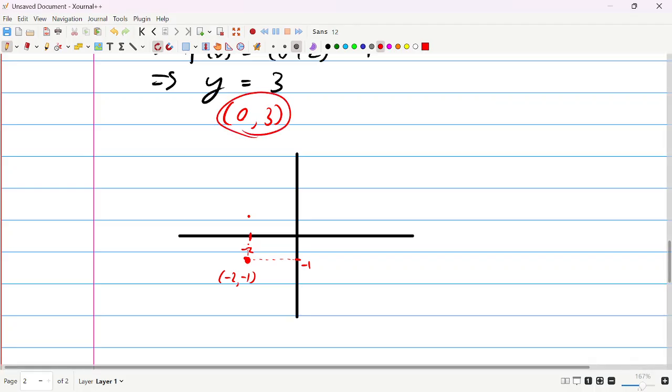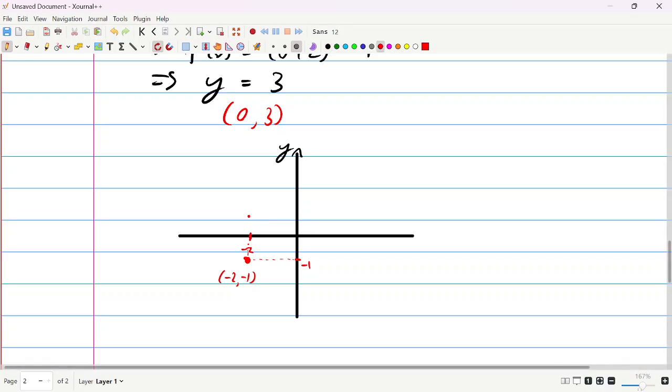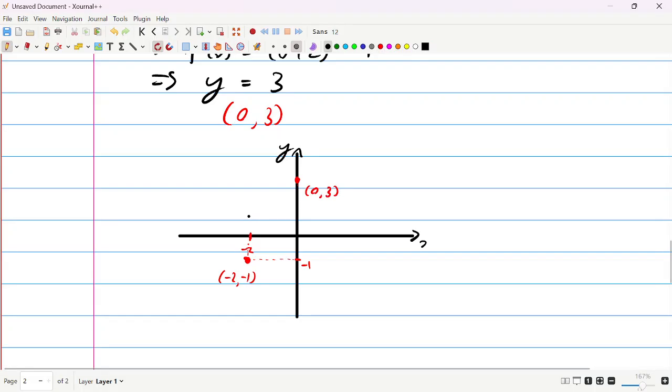That's our turning point. What about our y-intercept? It's 0 and 3. So we're going to plug that in here. When x is equal to 0, which is somewhere here on the x equals 0 line, which is the y-axis, which I didn't indicate. This is the y-axis. Then therefore it's just going to be somewhere here maybe. So this would be 0 and 3. Okay. And this would be the x-axis. You have to indicate those.